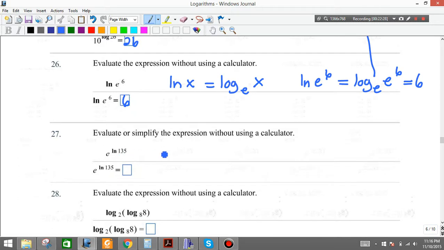This is just reversing that order. So e to the natural log of 135 is equal to e to the log base e of 135. They cancel still, and it's 135. So no matter whether you're putting the log inside of the exponential or the exponential inside of the log, this type of canceling still occurs.